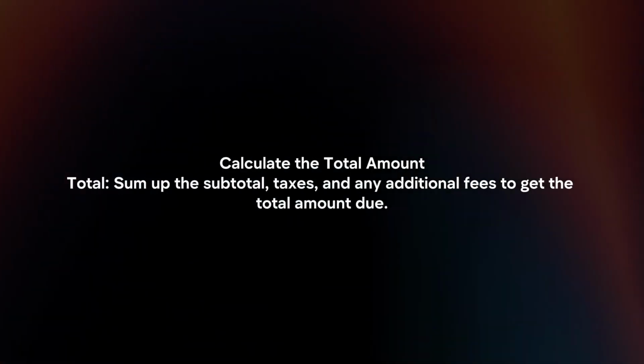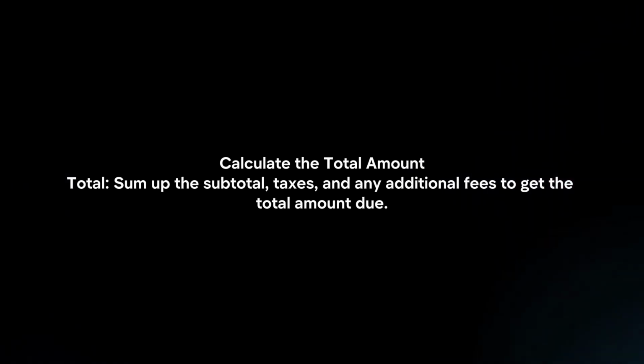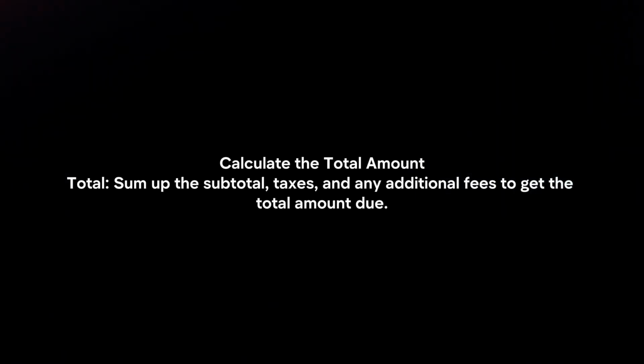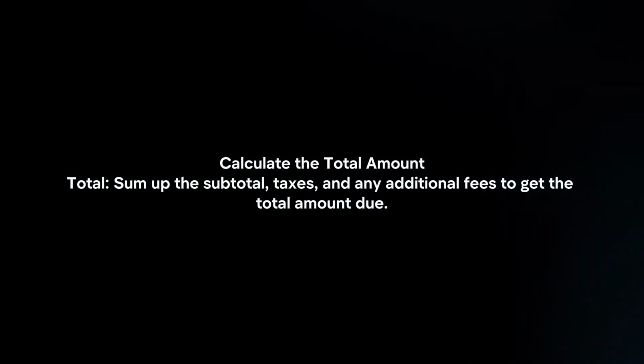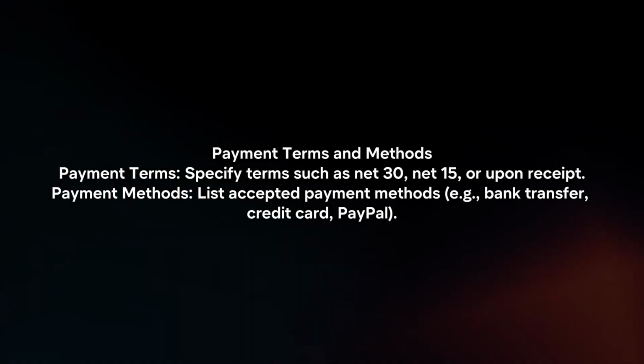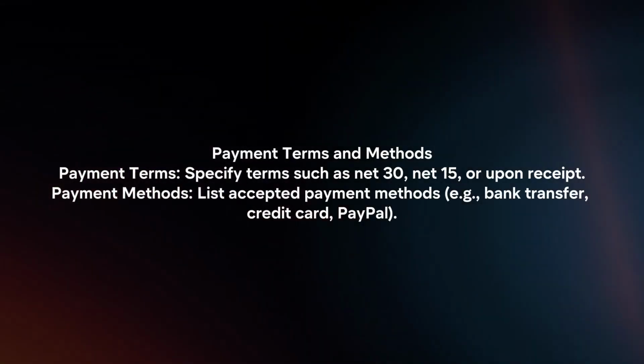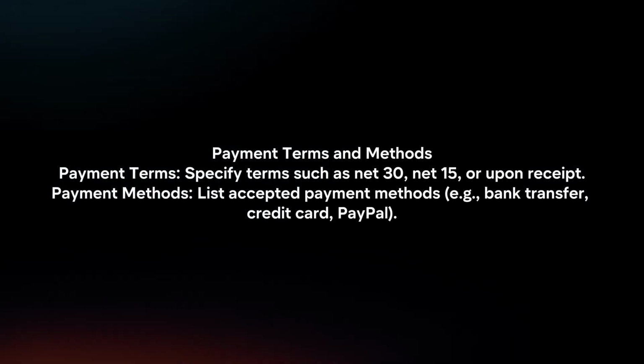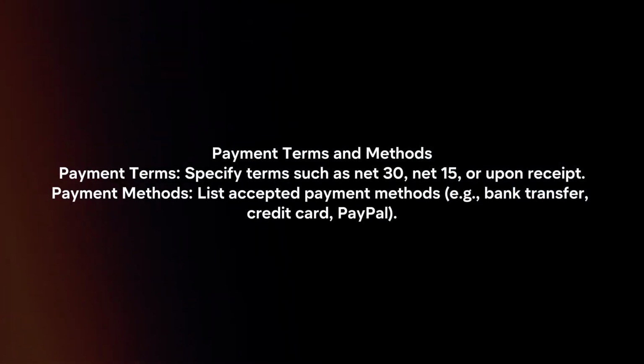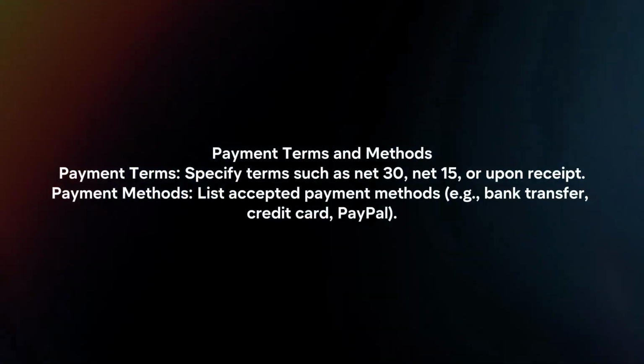Calculate the total amount. Total: sum up the subtotal, taxes, and any additional fees to get the total amount due. Payment terms and methods. Payment terms: specify terms such as net 30, net 15, or upon receipt. Payment methods: list accepted payment methods.